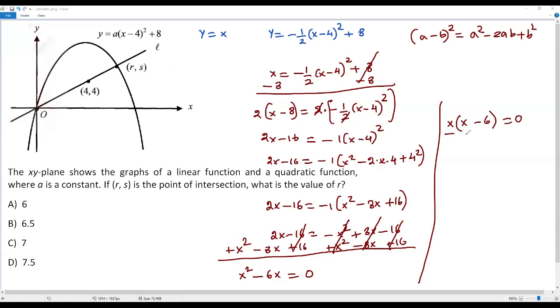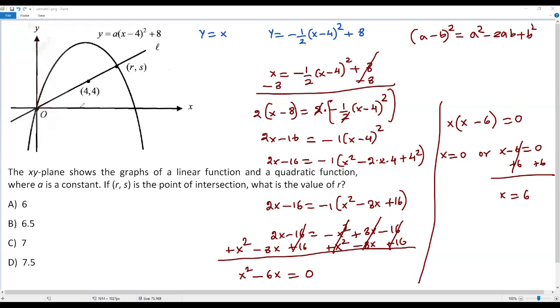So here the product of these two quantities equals 0. Whenever the product of two quantities equals 0, either the first one has to be 0 or the second one has to be 0. If the first one is 0, we get x equals 0. If the second one equals 0, we get x minus 6 equals 0. To solve for x in this one, we have to add 6 to both sides. Then I'm getting x equals positive 6. Okay, now I got two values of x. These two values of x represent the x coordinates at the points of intersection.